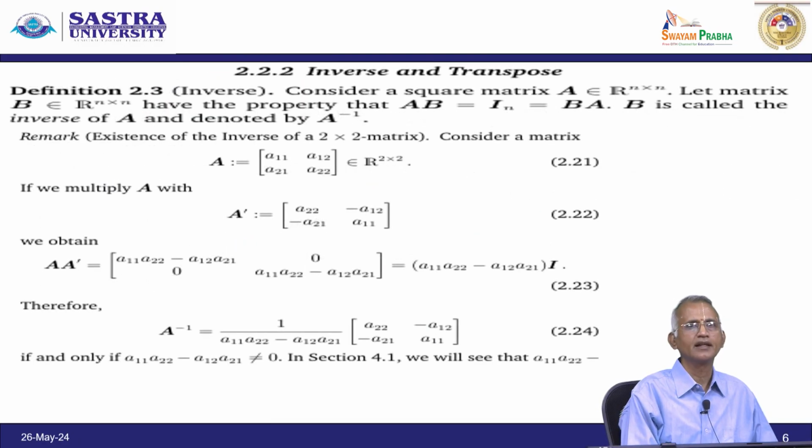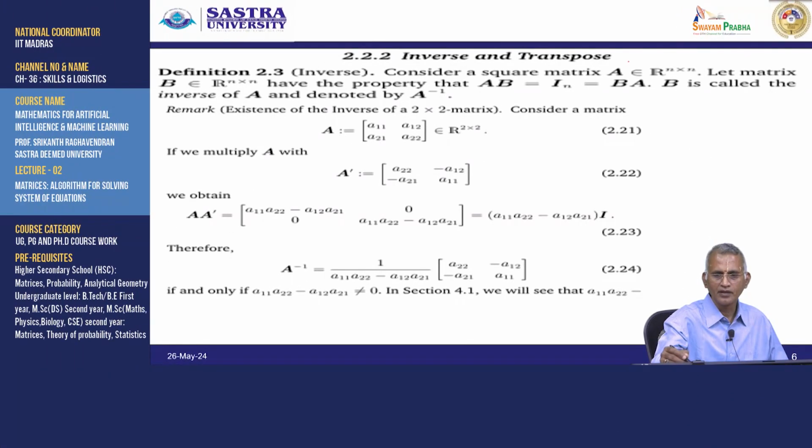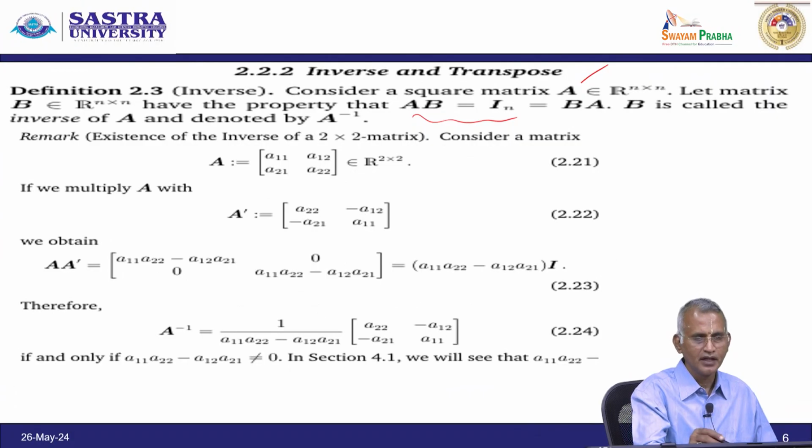Next, inverse and transpose. So, the inverse matrix: consider a square matrix A in R power n cross n. Let the matrix B belonging to R power n cross n have the property that AB is equal to In, which is equal to BA. Therefore, B is called the inverse of A and is denoted by A inverse.